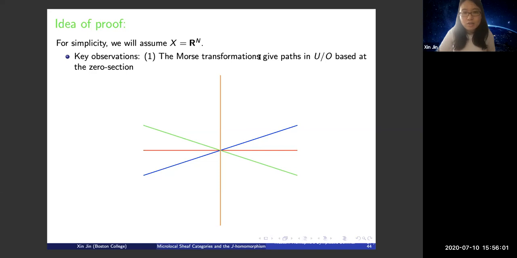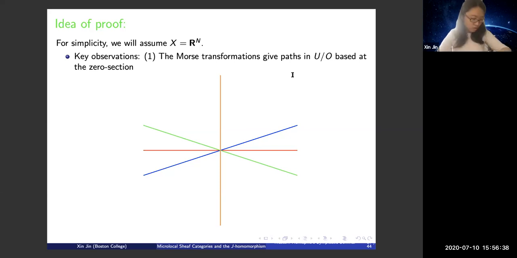Maybe more technically speaking, you always mod out some obvious equivalences by composing your symplectic morphism further by some symplectic morphism, like a diffeomorphism on the base. So you always quotient by such things, and then these Morse transformations roughly give all the paths in U mod O, up to a group completion.